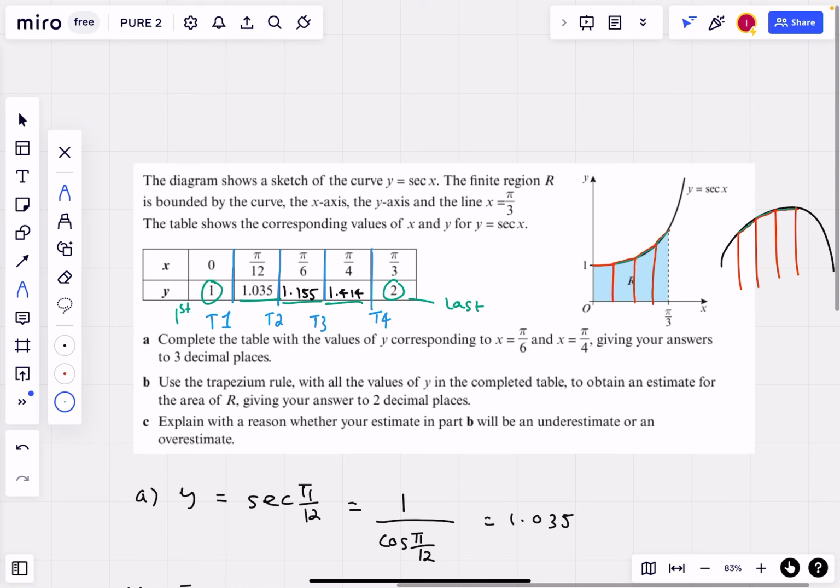After you've done enough questions, the trapezium rule will come more second nature. You won't have to write it down every time. And then, yeah, you're good. There you go. Trapezium rule.